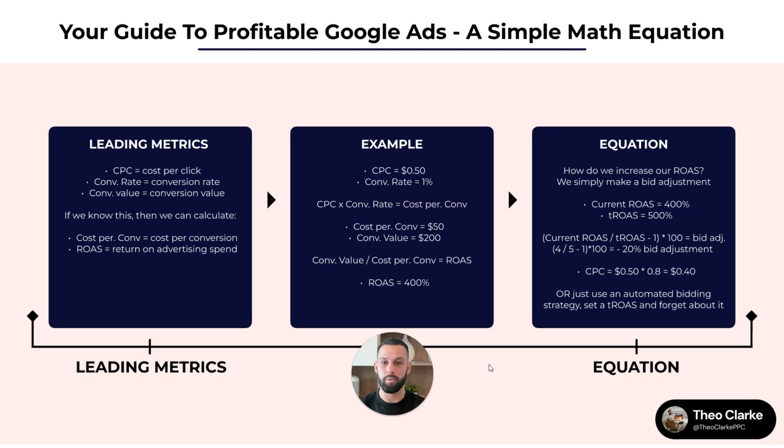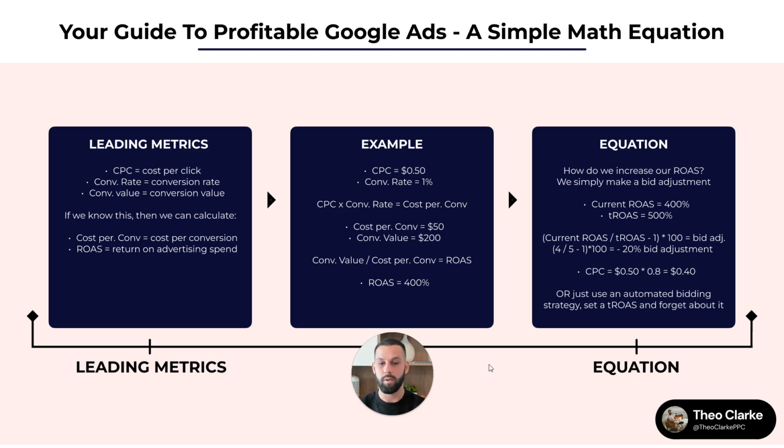So first of all, let's just run through some of the leading metrics and make sure you understand what they mean. So first off, CPC is your cost per click. Conversion rate is, of course, conversion rate, and conversion value is, of course, your conversion value. Now, once we understand these three metrics, we can then use those numbers to calculate our cost per conversion and our return on advertising spend.